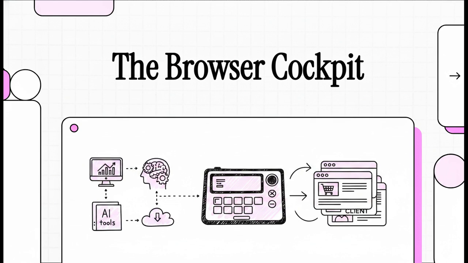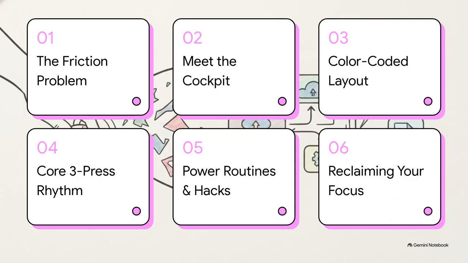Basically, it's an automated, highly customized Stream Deck profile, and we're going to break down exactly how it's built, some of the brilliant hacks it uses, and the creative routines you can adapt to literally eliminate the friction between your brain and your work. Okay, real quick, here's our flight plan. We're going to define the friction problem, meet the cockpit itself, decode the color layout, learn this really cool three-press rhythm, steal some power hacks, and finally, look at how to rescue your focus.